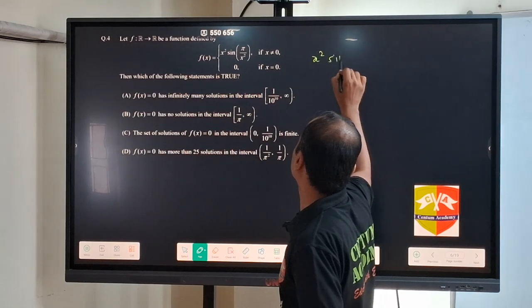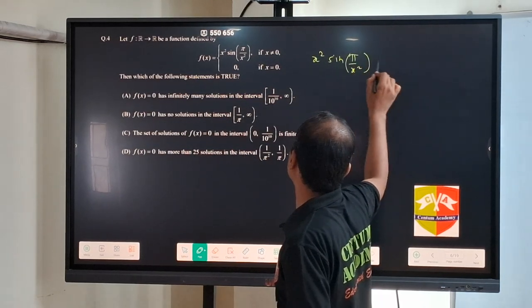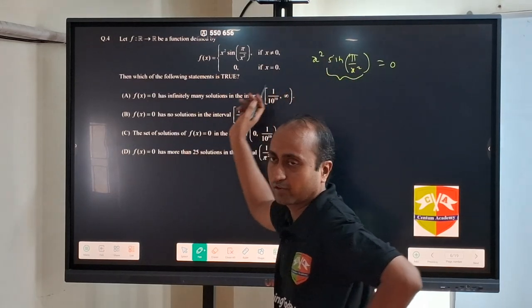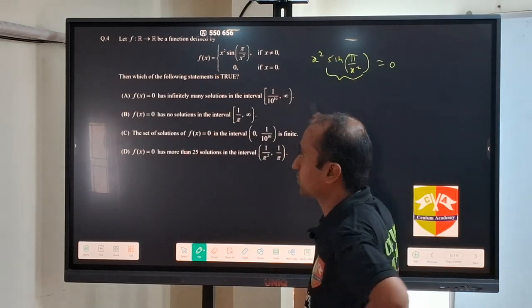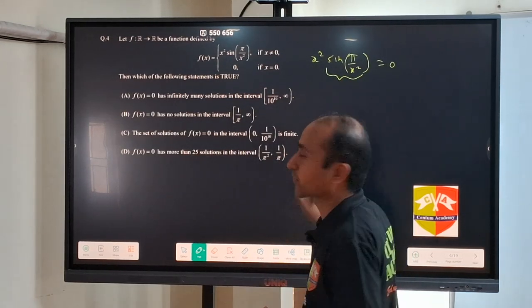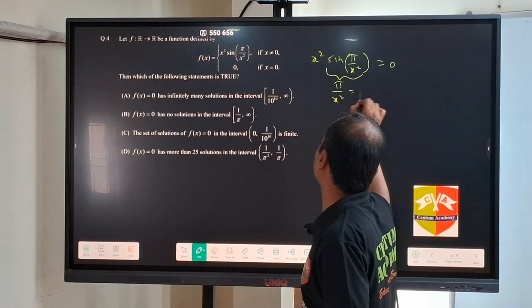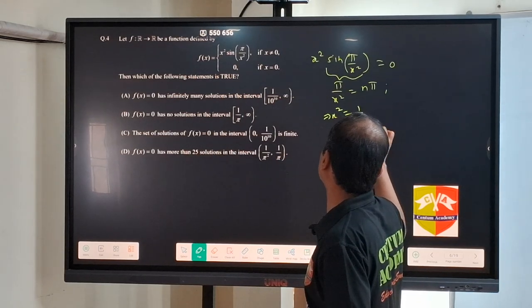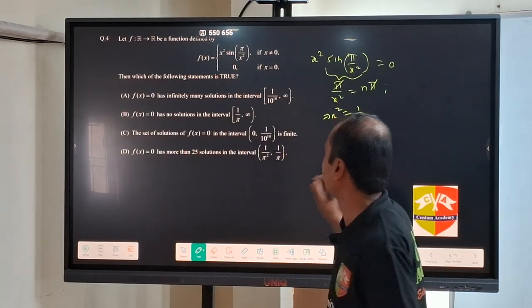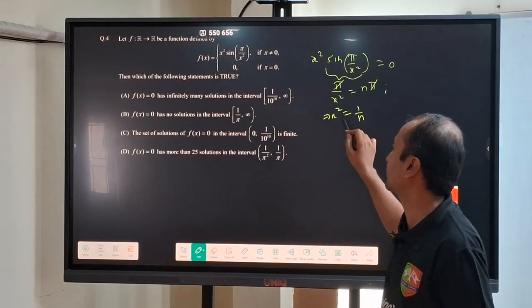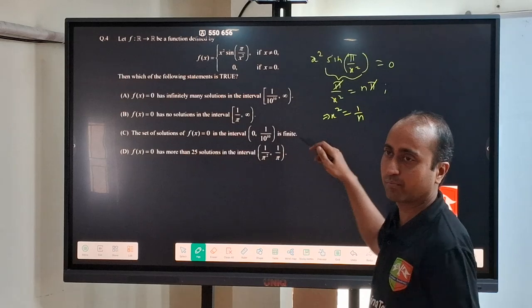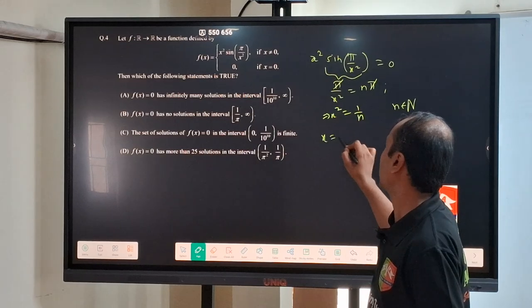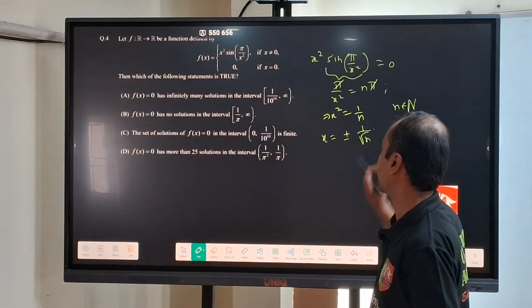So, x square sine of pi by x square, this whole thing is equal to 0 if and only if sine is 0, because x square, if x is not 0, will always be positive. And sin theta equals to 0, general solution is theta equals n pi. So, my pi by x square is equal to n pi, where n is any integer, or x square is equal to 1 by n. Let me cancel this pi. Now, here we cannot even take negative integers, because otherwise x square is a positive number. So, 1 by n also has to be positive. So, n belongs to natural numbers only. And now my x will be plus minus 1 by root of n.